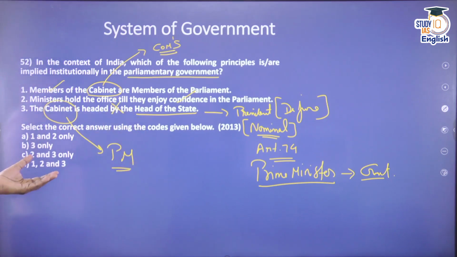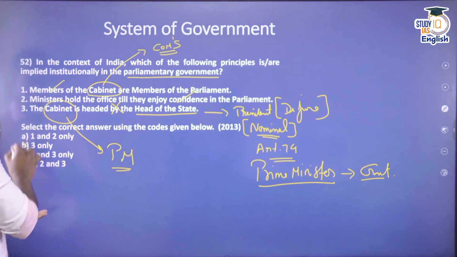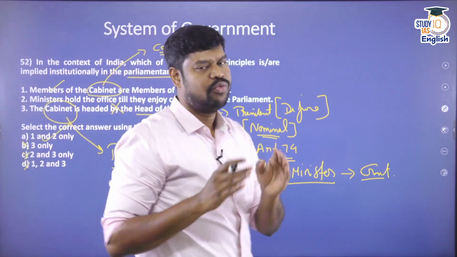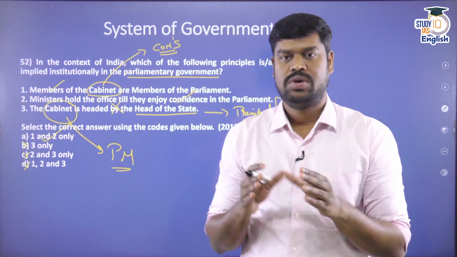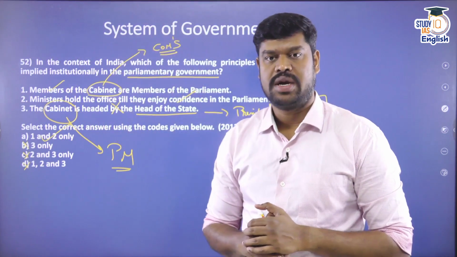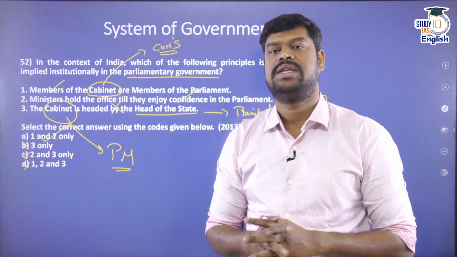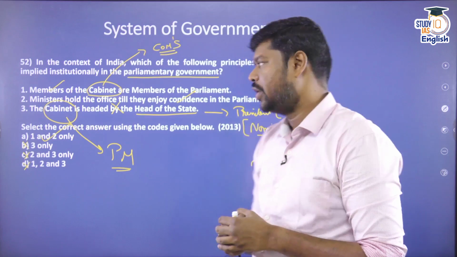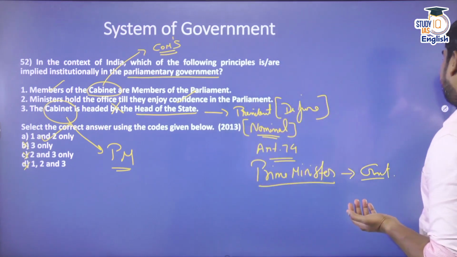So select the correct answers using the codes given below. So the right answer would be, if you eliminate 3, you are left with only option A, that is 1 and 2 only. So it is a very simple understanding. Once you know the provisions, you try to apply these things when you read the news articles, and you will have a proper understanding of most of the things that you read in polity. Come to the next question.